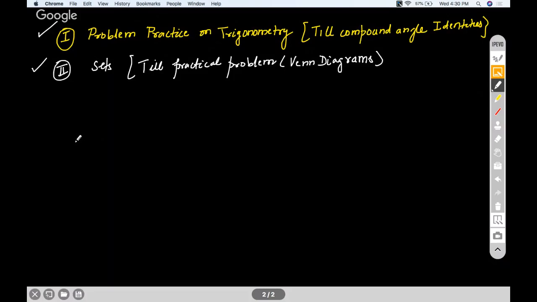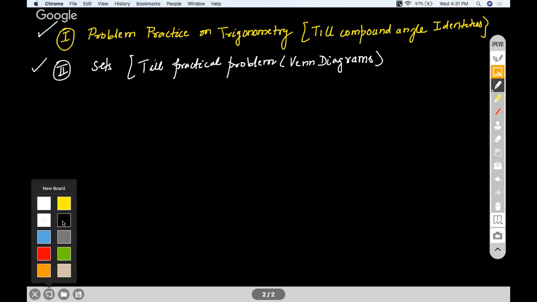Is that fine? So we'll do one thing. We'll keep the first 1.5 hours for problem practice on trigonometry, and the later 1.5 hours for sets. I'll tell you the important parts where the questions can be framed. So let us begin with the problem practice. I'll touch upon all the concepts and sub-concepts which we have already covered in trigonometry. So let me begin with this question.